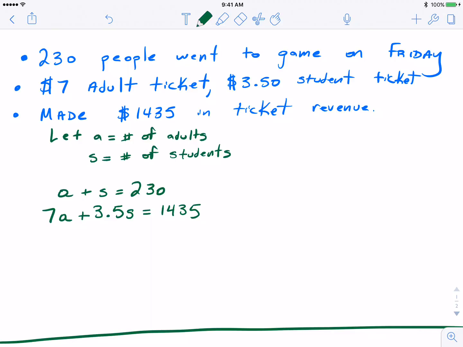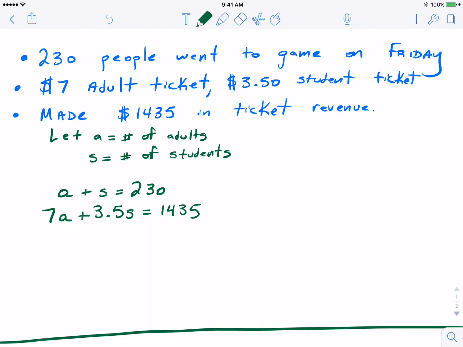And it's the same thing with students. However many students go is going to be a multiple of 3.5. Adding them together would give us our gross revenue here, or ticket revenue of $1,435. So that's why the coefficients are included in the money equation, and not included in the other, which is just a simple number or more or less counting equation.